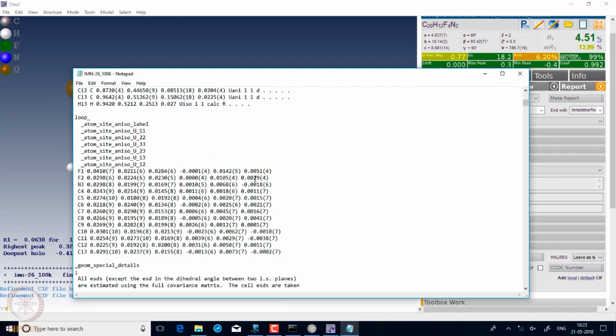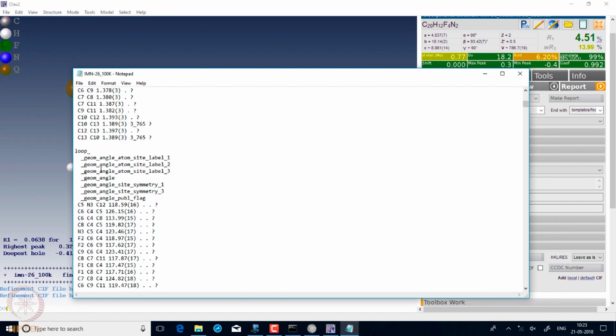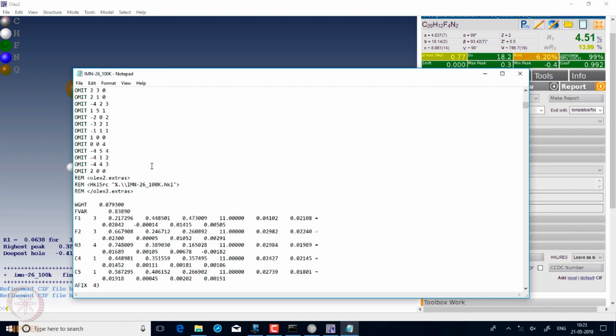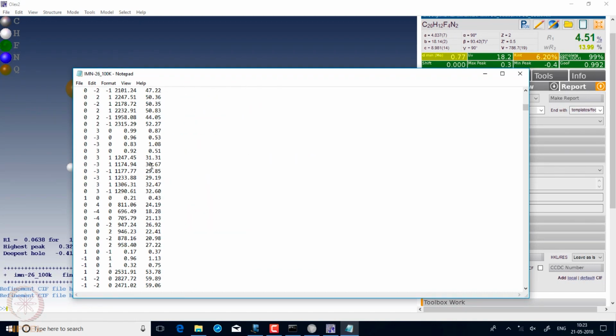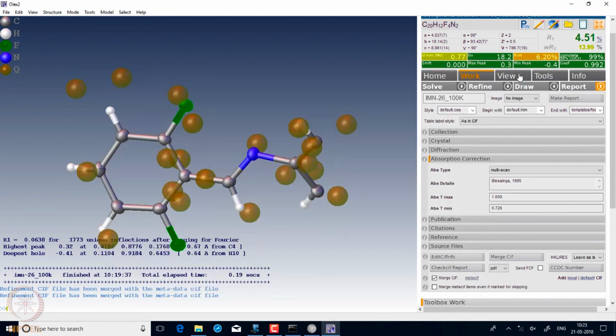Here they are anisotropic thermal parameters. Then it gives you the bond lengths, bond angles, and then the INS file, and at the end it gives you the HKL file that has been used to do the structure solution and refinement.